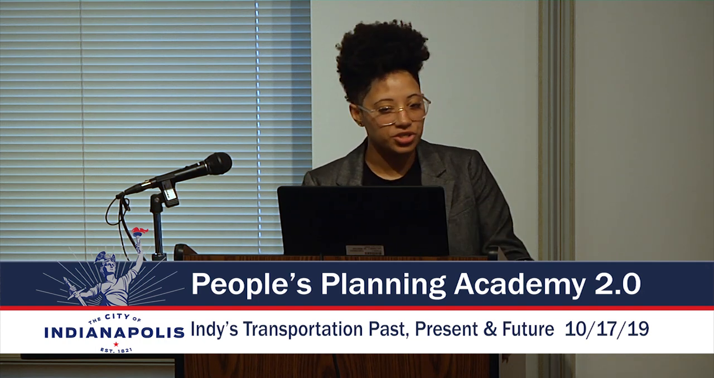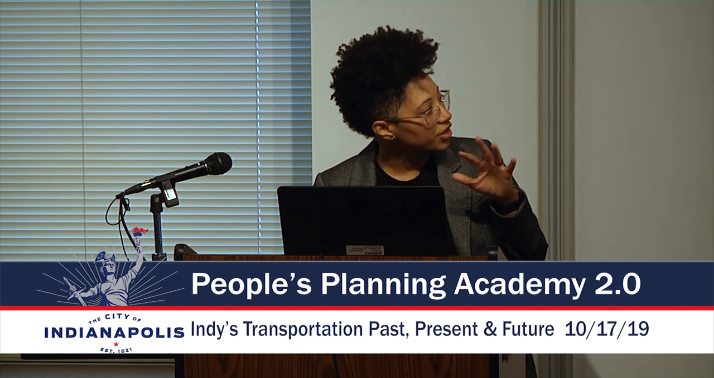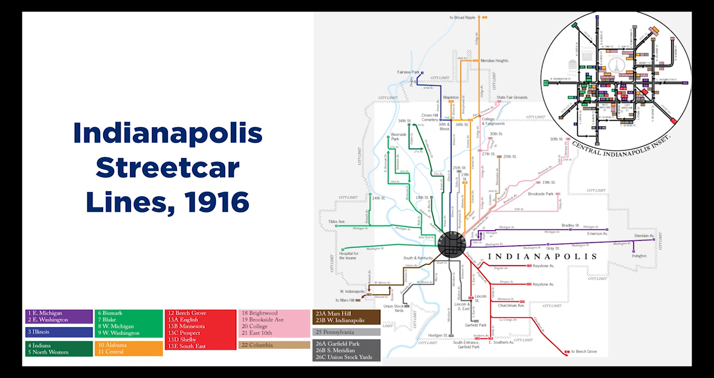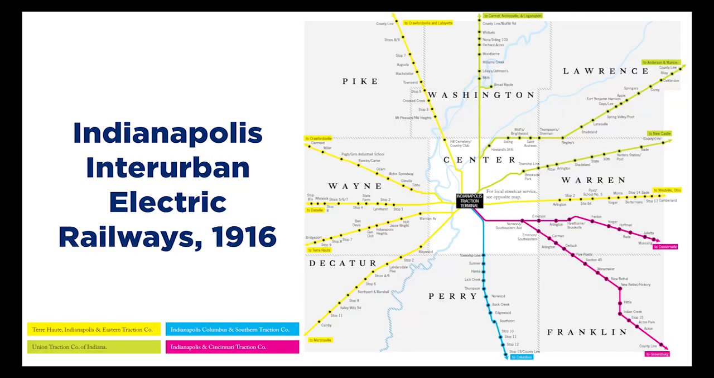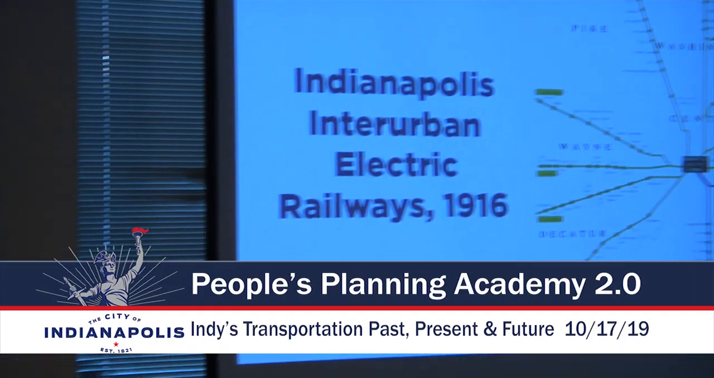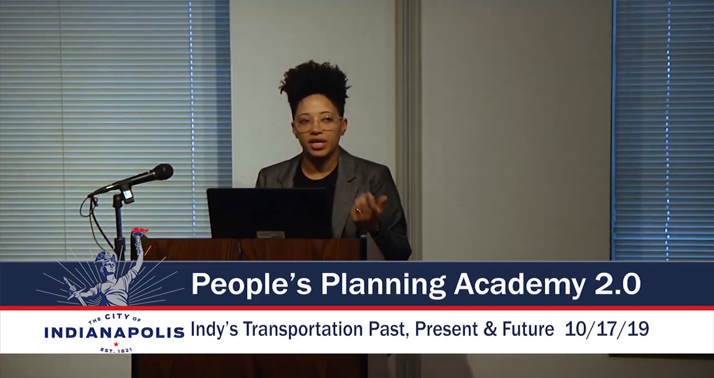So before we moved on, I wanted to show you, because only a few groups had an opportunity to look at this, a depiction of the streetcar lines in 1916. I don't know if you can see it from the back, but it was pretty extensive, right? And then the next one is the interurban electric railways. These are all electric railways in our county, in our city, in 1916.